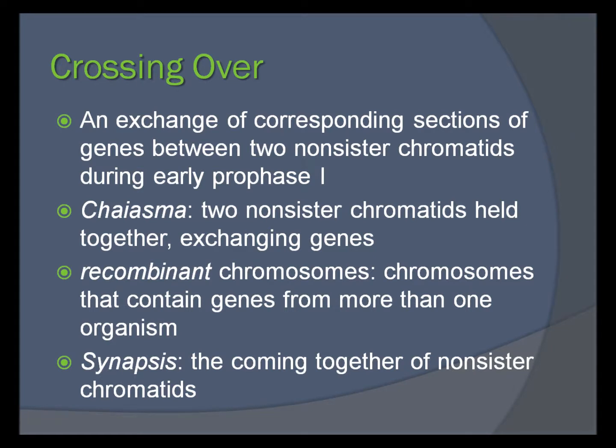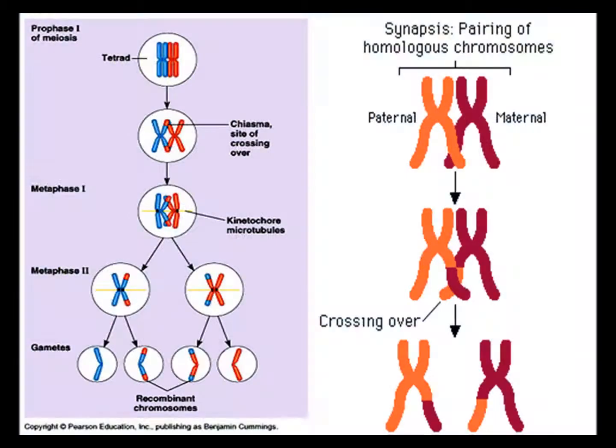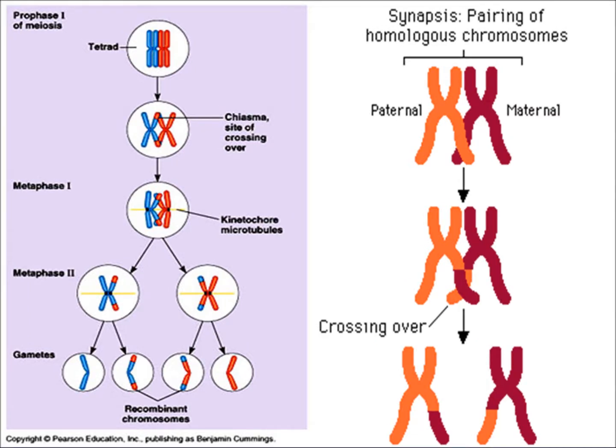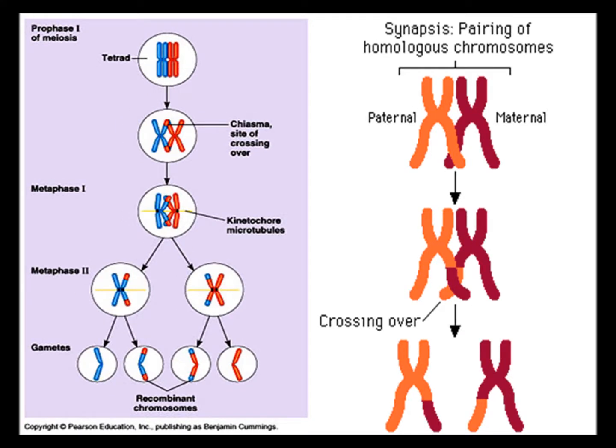Recombinant DNA can also be found in some asexually reproducing organisms. The diagram on the left demonstrates crossing over and its effects on meiosis. Notice how the gametes are recombinant. The diagram on the right displays a closer look at crossing over. The second phase has 1 chiasma, but crossing over usually involves many chiasmata.